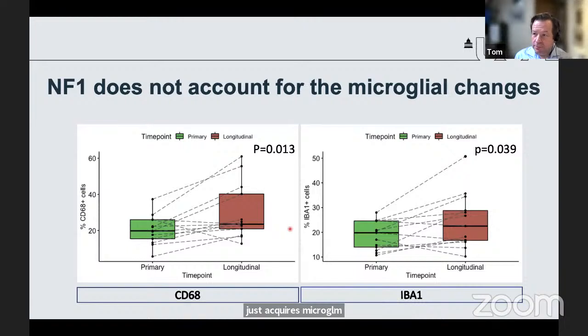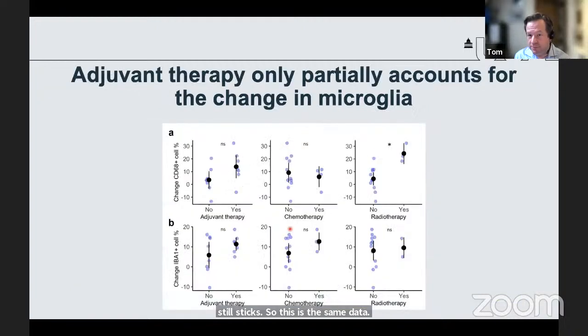Some of these patients have neurofibromatosis type 1, and there's some data in the literature that NF1 gliomas have more microglia in them. So we excluded the NF1 patients, and the relationship still sticks. So this is the same data, but without the NF1 positive cases.